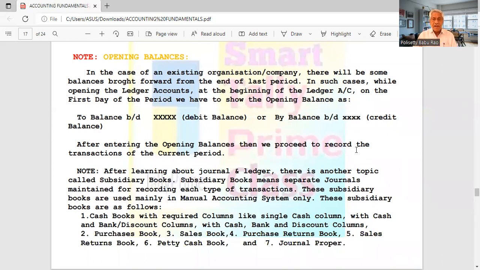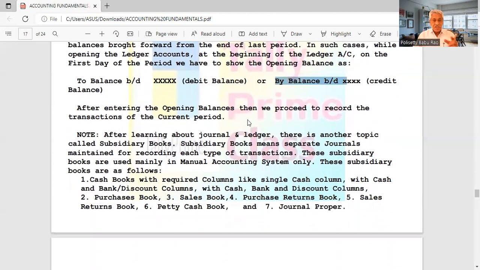If it is a debit balance, on the debit side you write "To balance brought down." It was a debit balance in the previous period, so it's called a debit balance. So on the debit side, you write "To balance brought down." Suppose the account shows a credit balance, then on the credit side, you write "By balance brought down." You remember these two things. Okay, so with this, we have to start.